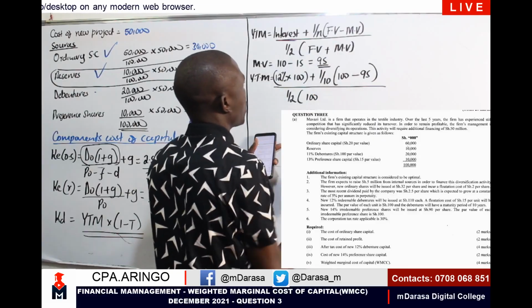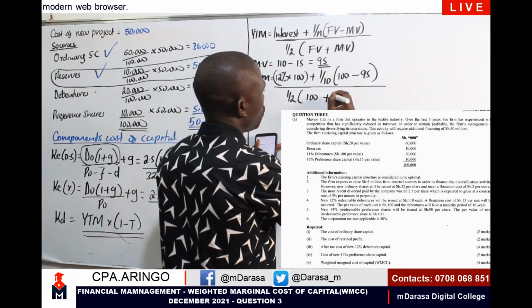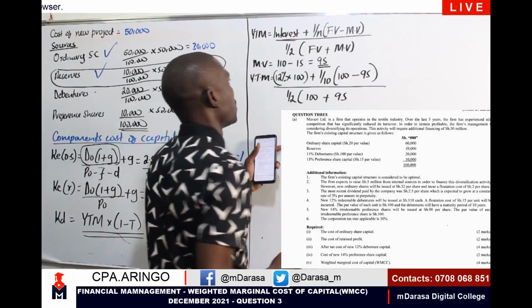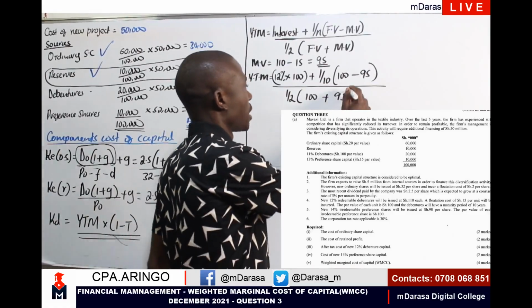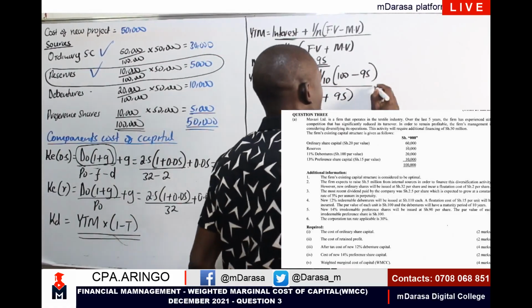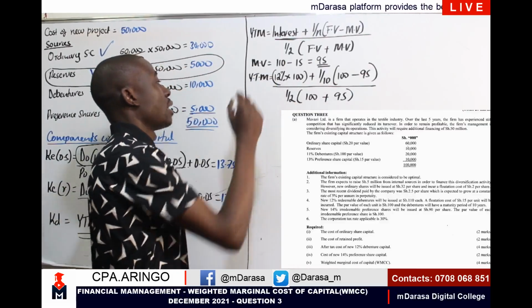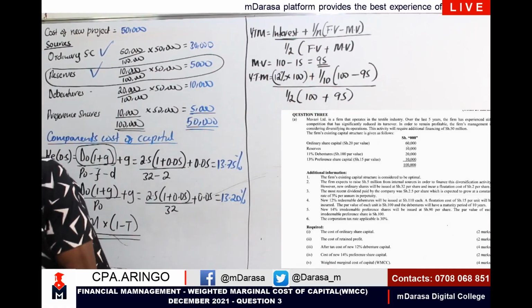We add, not plus, that one we add. Of course we add 95. Remember this one, we are adding that one. So that at the end of the day, this will give us our YTM.